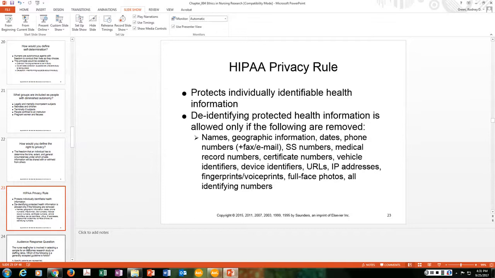Now, this term de-identifying. De-identifying protected health information is allowed only if the following are removed: their names, geographic information, dates, phone numbers, fax, emails, social security numbers, medical record numbers, any certificate numbers, vehicle identifiers, device identifiers, URLs, IP addresses, fingerprints, voice prints, full face photos, all identifying numbers.